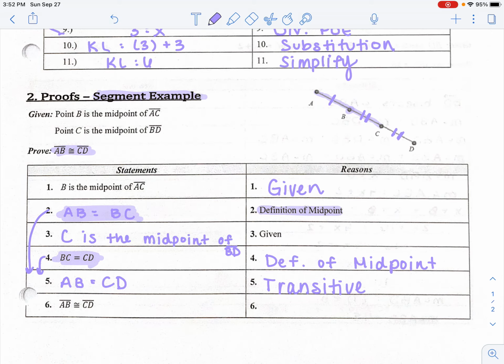This next one, if you look, the only thing that's changing from statement 5 to statement 6 is now we're saying that they're congruent. All right, this is just the definition of congruent. So another new one for us here. Okay, so we learned 2 new ones here. We learned the definition of the midpoint in this example and the definition of congruent.